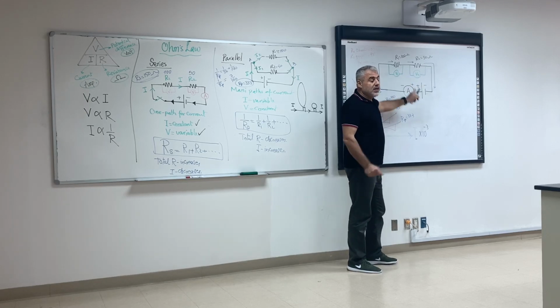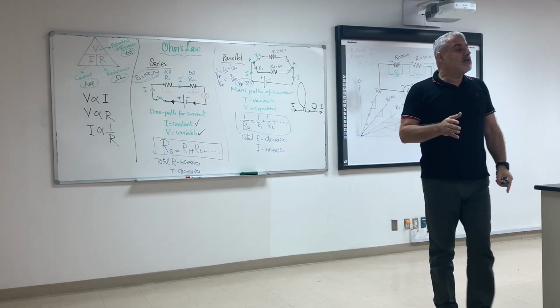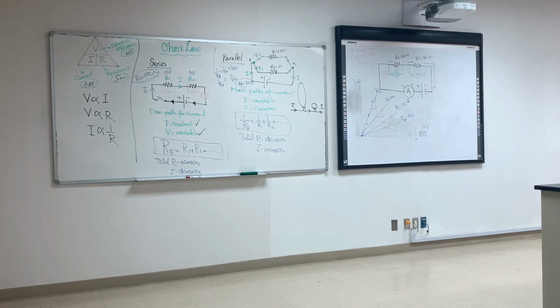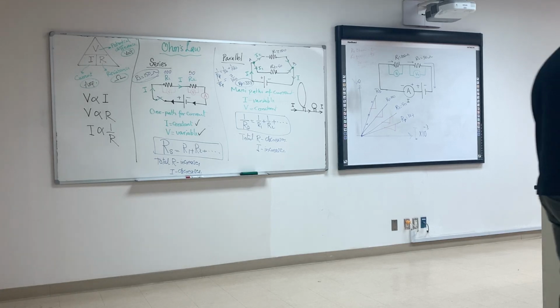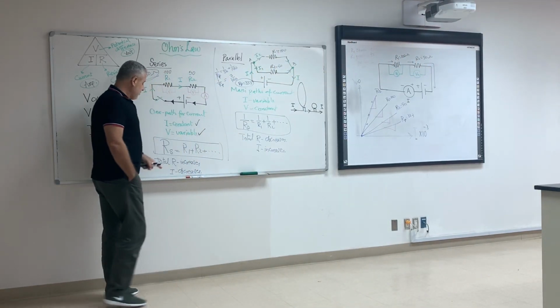Is that clear? Because last year they asked this question: why do we always connect an ammeter in series and a voltmeter in parallel? This is simple, because in series the current is always constant, and in parallel the potential difference is always constant. Is that clear? Okay, let's proceed.